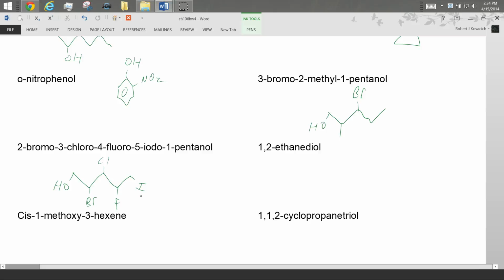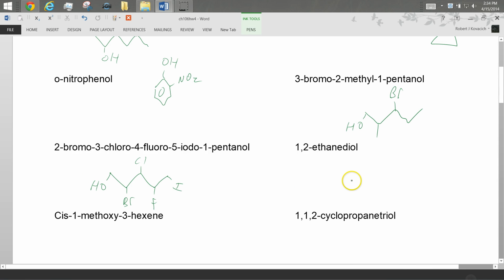And 1,2-ethanediol. Probably easier to just do it this way. Does it matter where those alcohol groups go? Top, bottom, left, right? It does not. Why? Single bond, so there's free rotation around that bond there, so it really doesn't matter where you put it.